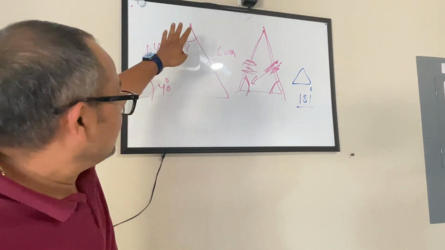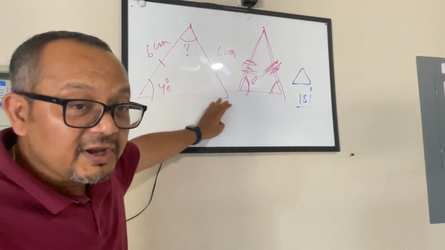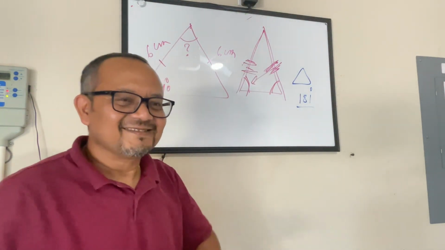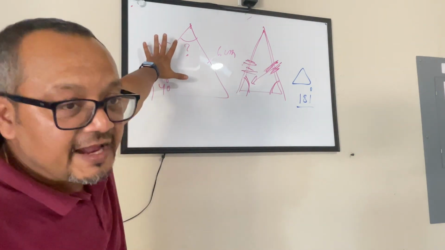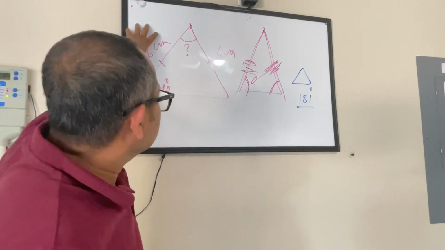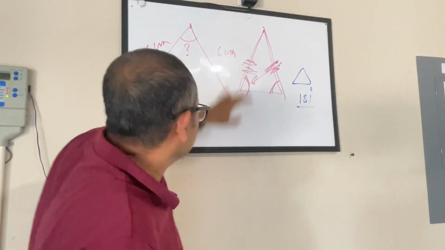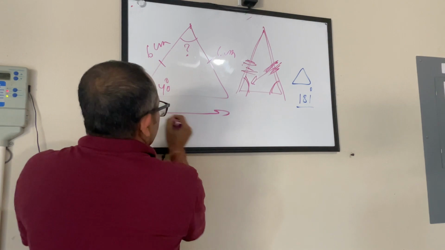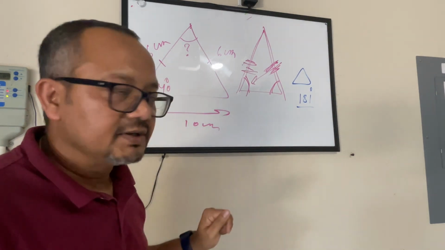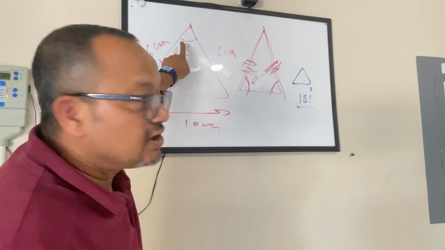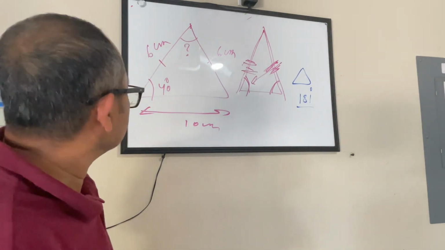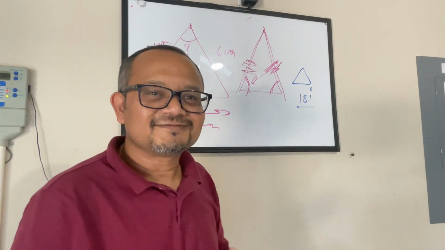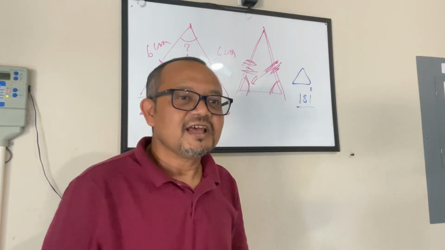The answer is 90. How much? 90. Don't rush. Do it. What was the question? This is a triangle. This side is 6 centimeter. This side is 6 centimeter. Let's say this side is 10 centimeter. I want you guys to tell me the value of this angle. 80? Sorry, not 80. 100. Yes. The answer is 100.